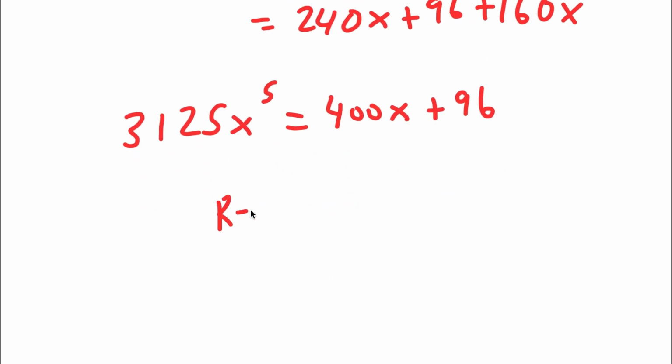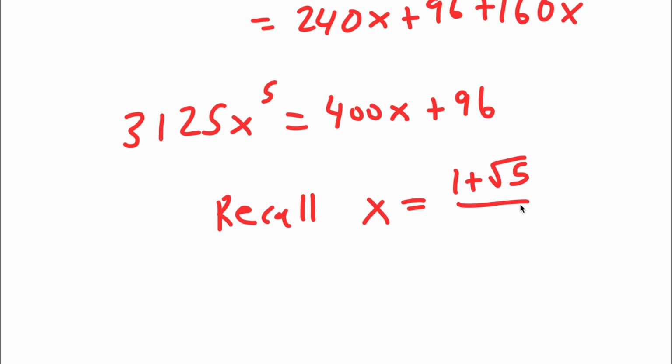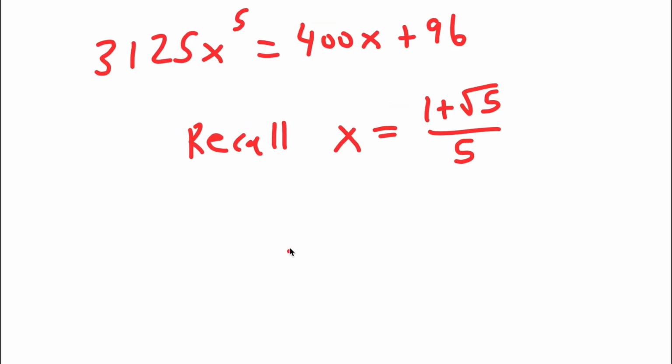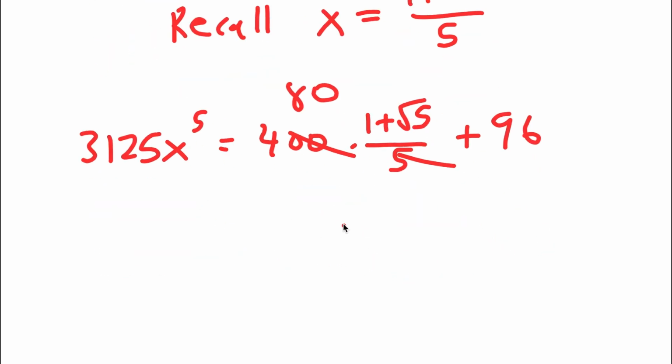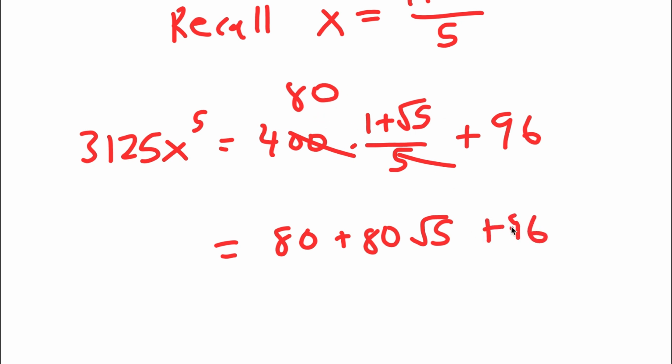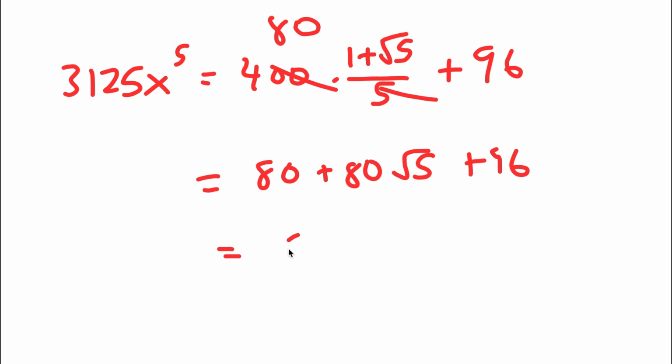Now recall how x is equal to (1 plus the square root of 5) over 5. So now I have 3,125x to the power of 5 is equal to 400 times (1 plus the square root of 5) over 5, plus 96. Now these two cancel out and get 80. So now this is equal to 80 plus 80 root 5 plus 96, which is equal to 80 root 5 plus 176.